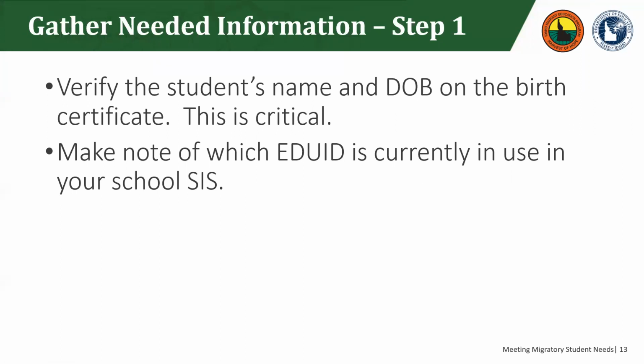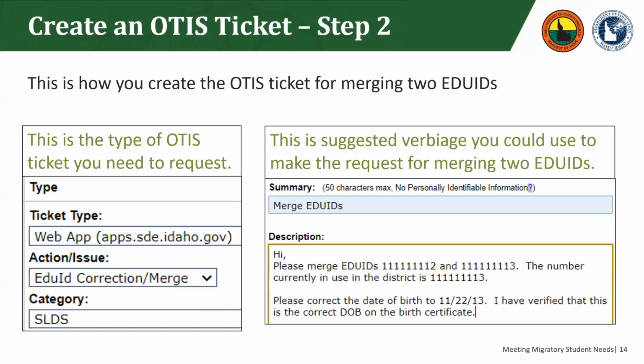Here's the way to create an Otis ticket to get duplicate EDU IDs merged. The ticket type is web app, then EDU ID correction/merge, then SLDS, which stands for State Longitudinal Data System. Again, no PII in the summary or title, please. In the description, please include all of the information above if you are also correcting a date of birth.